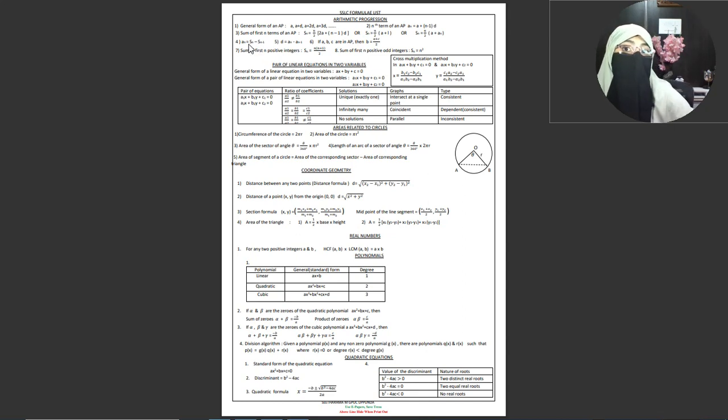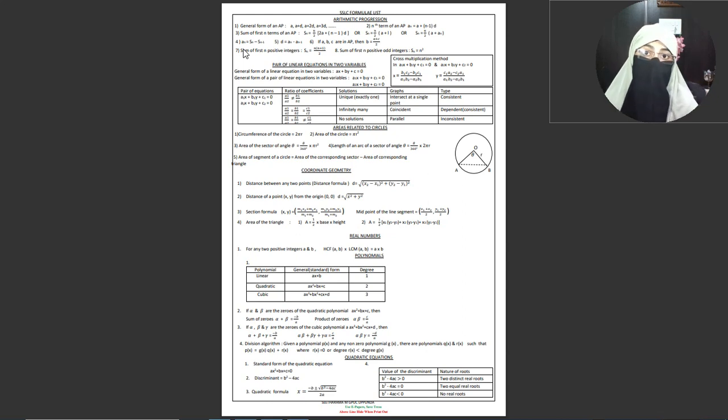If a question asks you to find the nth term using the sum which has been given, for example the sum of 10 numbers is given and you are asked to find the nth term, then students can utilize the formula an equals Sn minus Sn minus 1.